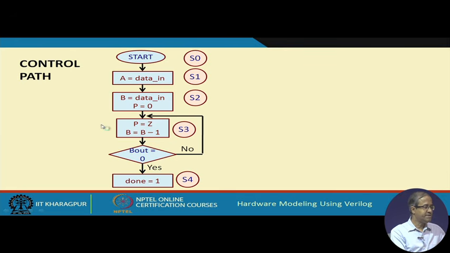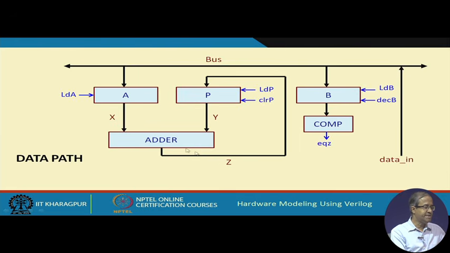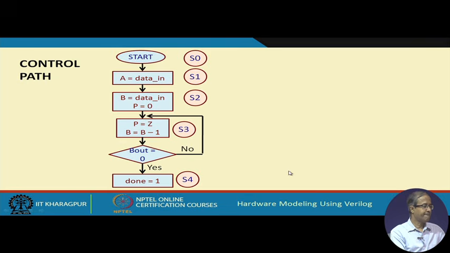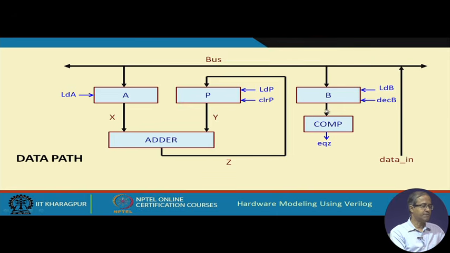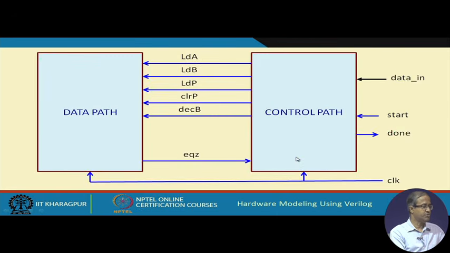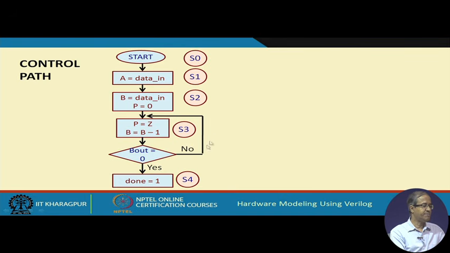And what is Z? Just go back to the diagram. Z is actually the output of the adder. So, the output of the adder is going to P and you are decrementing B. As long as B out, which is B out? B out is the output of this counter. As long as this is not 0, you are repeating this, and when it is 0, you are done, you activate the signal done equal to 1.